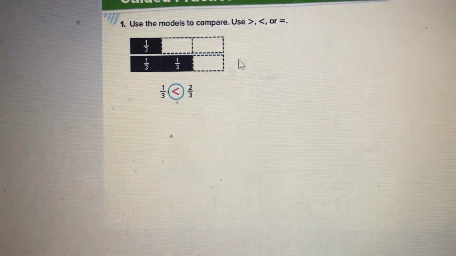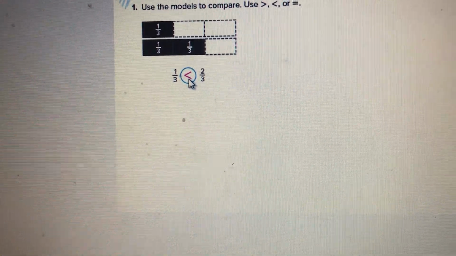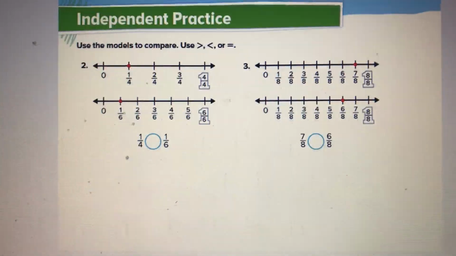Okay. Remember, the open part of the arrow always is looking at the bigger number. The small point of the arrow is always pointing to the smaller number. Okay, keep on going.